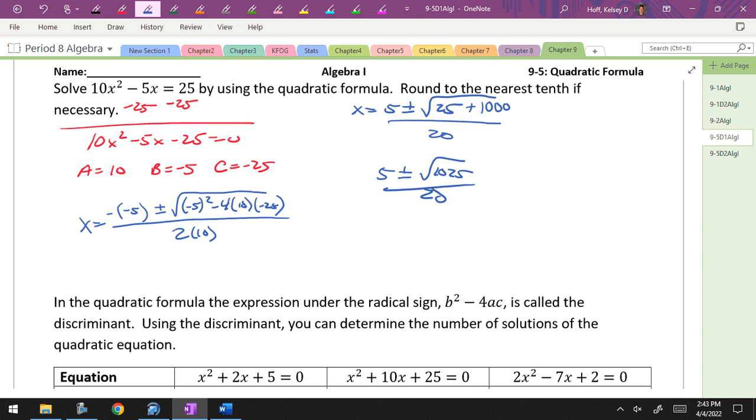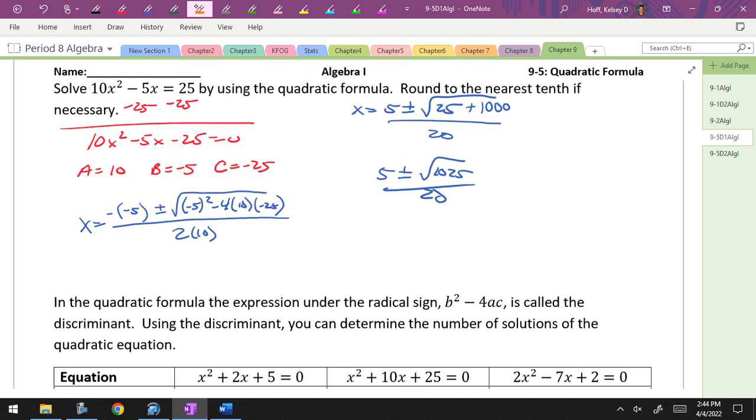Now, if you are where I am, this is not a nice decimal, agreed? So I got 5 plus or minus the square root of 1,025 divided by 20. And when you take the square root of 1,025, it's not nice. So this is where it's super important that you know how to put it into your calculator correctly. So this is crucial that you're doing this with us.